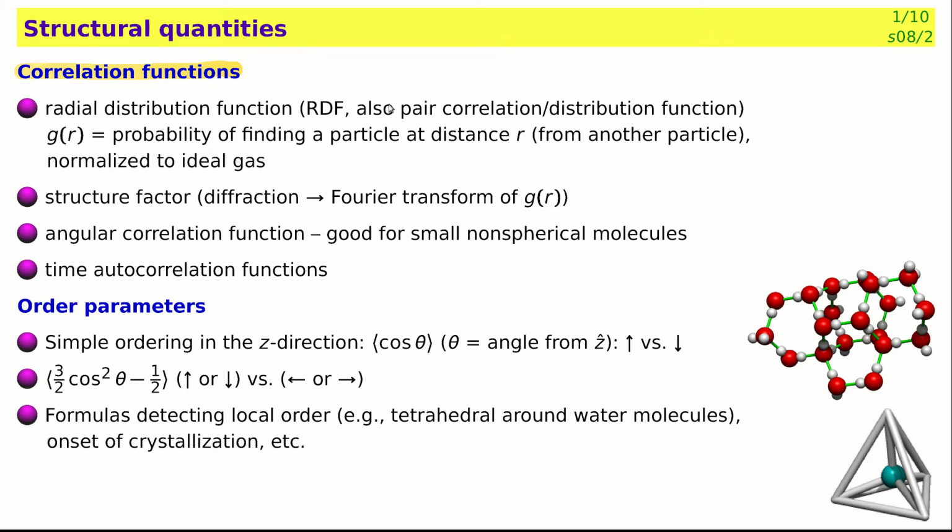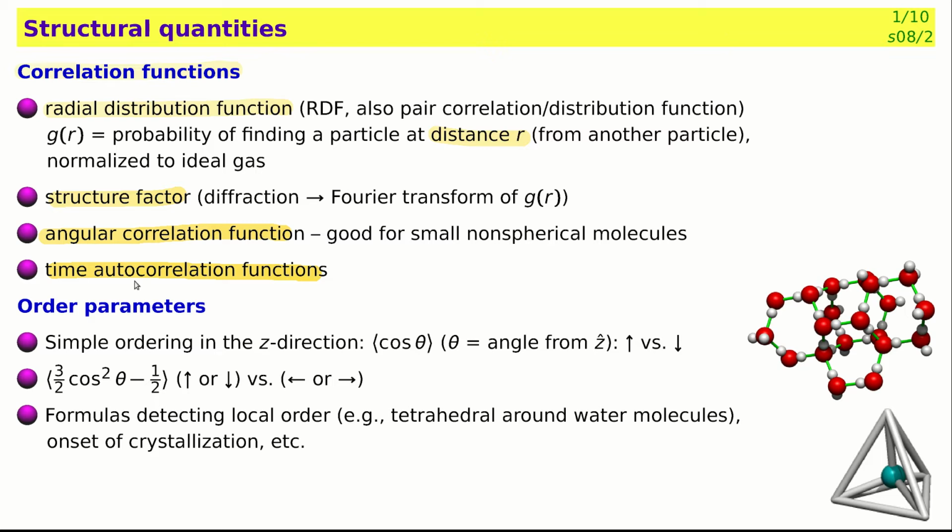The most important one, I will speak about it in detail, is the radial distribution function. It is a normalized probability that I find a particle a certain distance from another particle, and it is normalized in such a way that ideal gas has unity. Closely related to this function is the structure factor. It is, simply speaking, what I get from a diffraction experiment. Then we have different types of angular correlations and also time correlation functions.